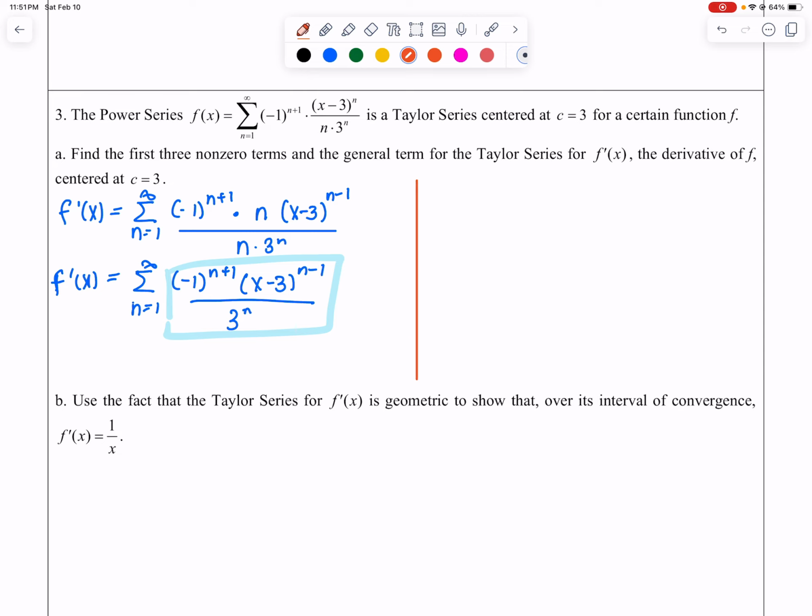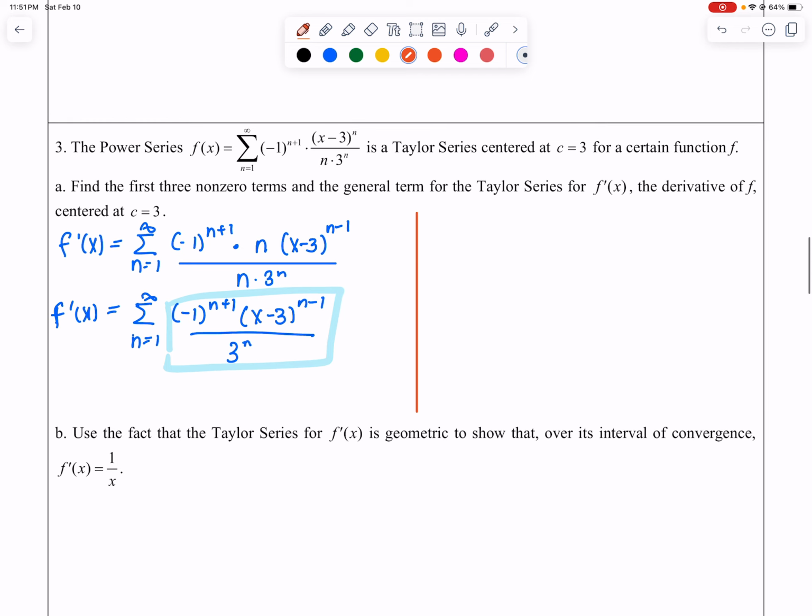So we're going to look at n equal to 1 and see where that takes us, and then 2, and then 3, and then see where that is. So if I were to plug in 1 for n, I'm going to get -1 squared, x minus 3 to the 0, over 3 to the 1. Well, we know that x minus 3 to the 0 is just 1, and then we know that -1 squared is just 1. So this right here, my first term, is going to be 1/3.